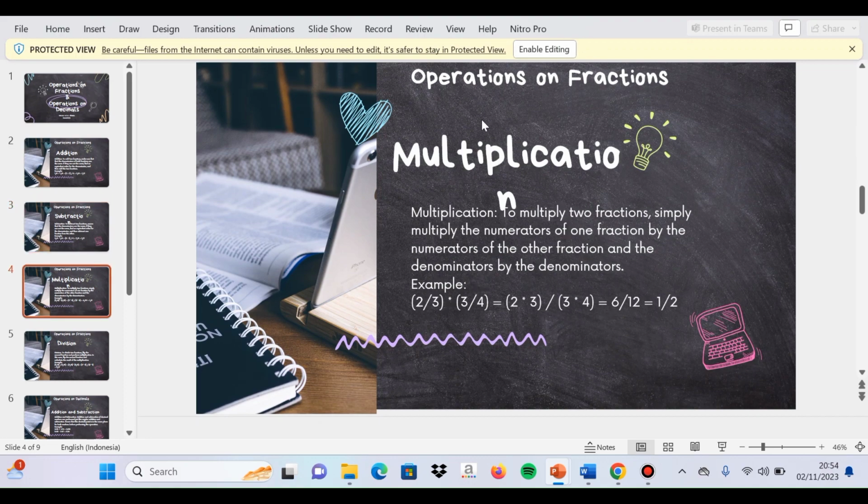Next, multiplication. To multiply two fractions, simply multiply the numerators of one fraction by the numerators of the other fraction and the denominators by the denominators. Here are the examples from multiplication.